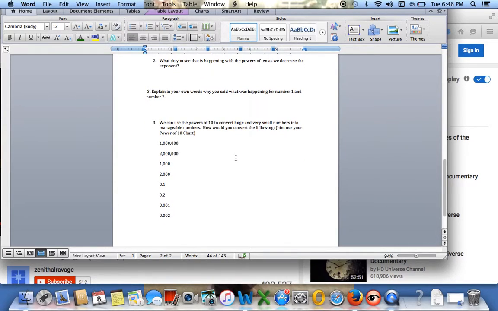Then on number 3, we can use the powers, number 4, I'm sorry. It says we can use the powers of 10 to convert huge and small numbers into manageable numbers. So these huge numbers we can convert to numbers we can use to add and subtract and multiply and divide. We can take these small numbers and change them into powers of 10 and use them to work with as well. How would we convert these?